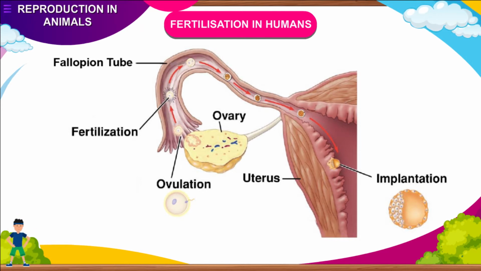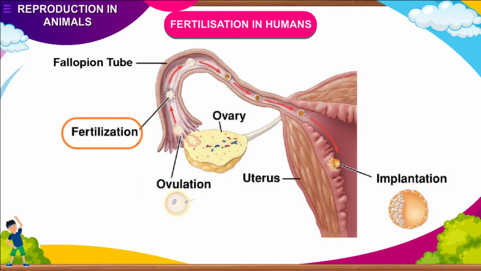Fertilization in humans. In human beings, fertilization occurs inside the female body. When the ovum meets the sperm, it gets fertilized into a zygote. The fertilization occurs in the mid-portion of the fallopian tube. Only fertilized ova reach the uterus.